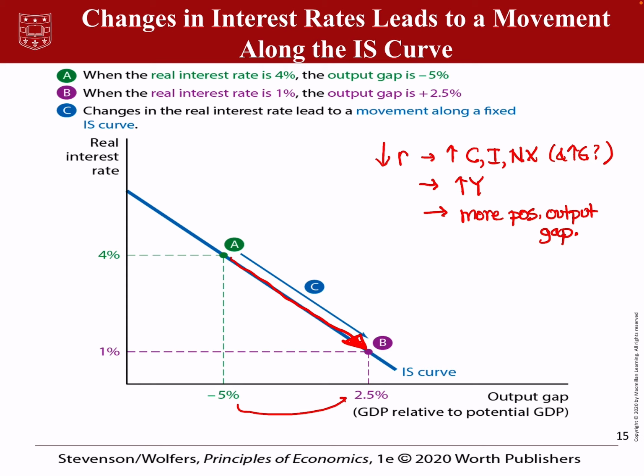So notice what we've done here. We have a line, we've talked about its slope. So slope is: decrease the real interest rate, we have a more positive output gap. Increase the real interest rate, we have a more negative output gap. What do we do after that all the time? Once we've talked about the slope, we talk about the shifters.